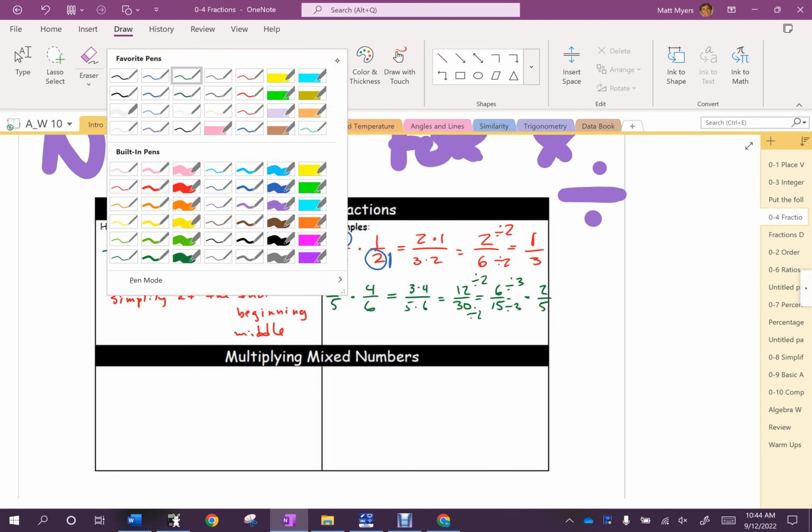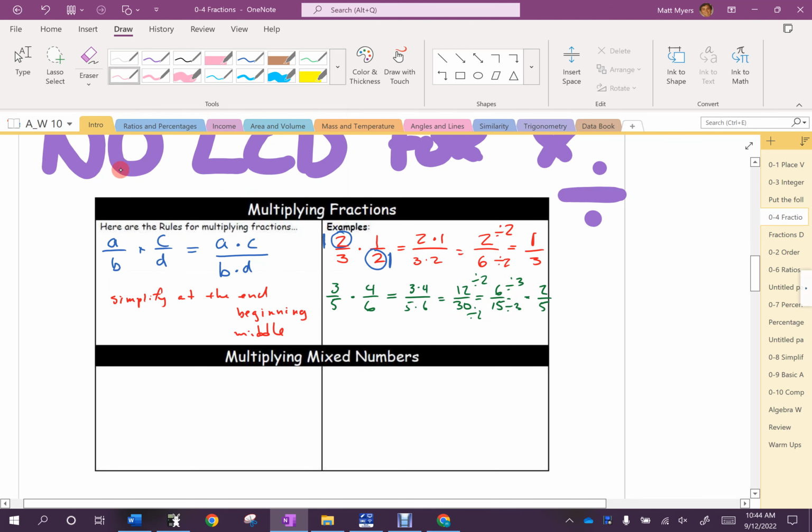All right, let's do one together that you can simplify at the beginning and the end. Oh, that'll be a good one. Let's go with 8/21 times 28/64. So, look everywhere. Is there a number that works with 8 and 64 or 21 and 28?